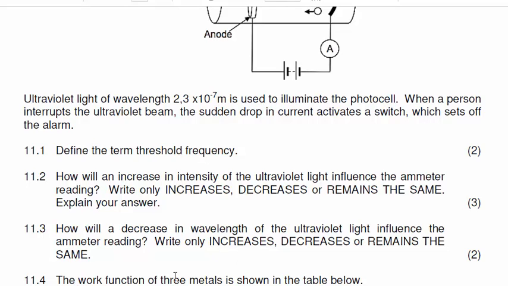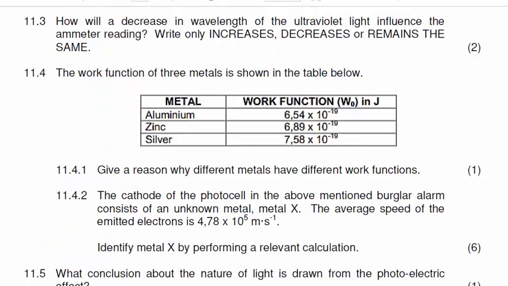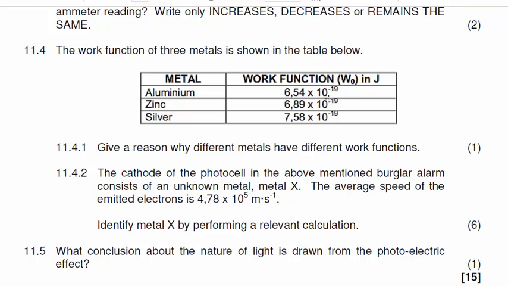A decrease in wavelength. The work function of three metals are shown below. Okay, so the work function, this is the amount of energy that I need to eject an electron. Give a reason why different metals have different work functions. Well, different metals require a different amount of energy to knock their electrons out. Okay, the cathode of the photocell in the burglar alarm is made of an unknown metal. The average speed of the emitted electrons is, now they give the average speed.